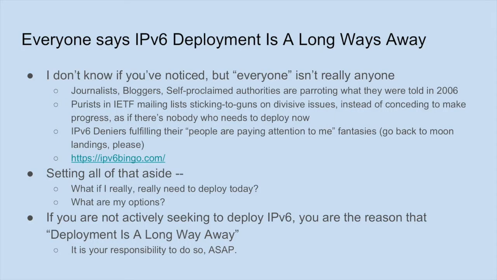And if you go out in the world, if you can find somebody that knows what IPv6 is, which many people do, they all understand that IPv6 deployment is a long way away. And I don't know if you've noticed, but everyone really isn't anyone. Journalists, bloggers, self-proclaimed authorities are parroting what they were told in 2006. The purists are arguing on the IETF mailing lists, sticking to their guns on divisive issues, as if there's not anyone who needs to deploy now. And there are many people who could benefit from what v6 has to offer them.